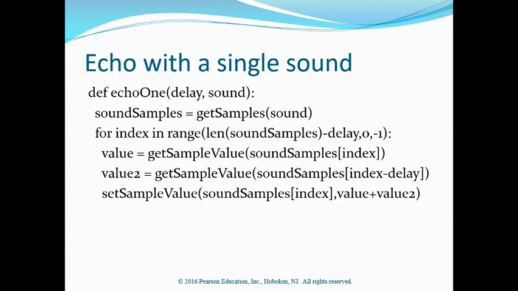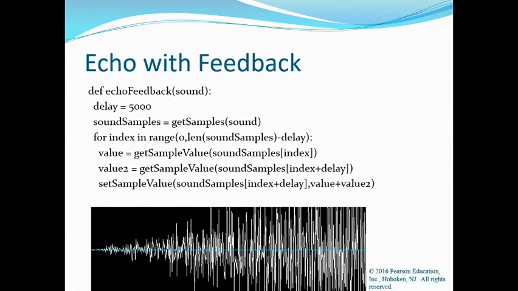Echo with a single sound. Here we define a function called echo. It takes delay and sound again. It uses the same sound function, but it does index minus delay in value 2 here to actually get the echo sound, similar to what we just went through. There's also an echo with feedback. You can take this example if you want to. I'll pause it here for a second so you can copy it down and test it.